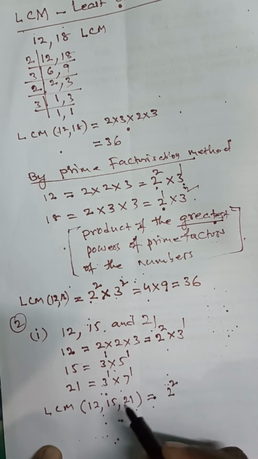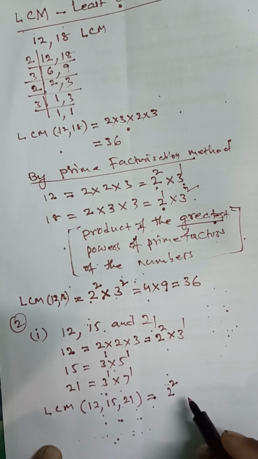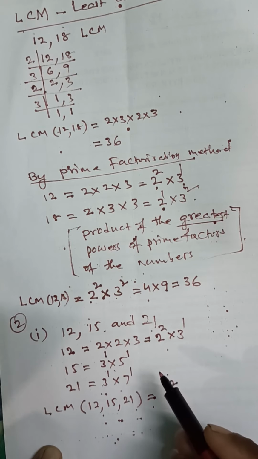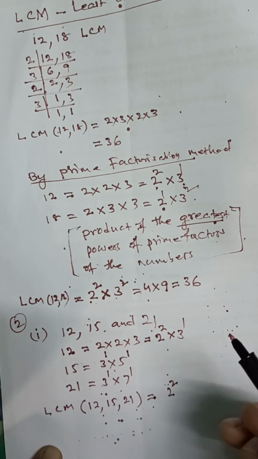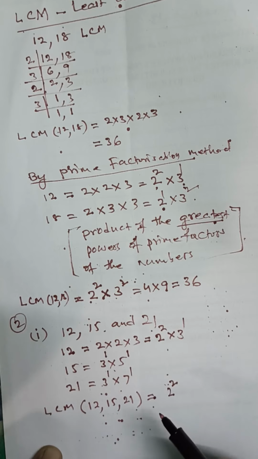We have to take each prime factor in the given three numbers. No prime factor should be left out. In HCF, as we studied last time, we take only the common factors from the given numbers. But in LCM, we have to take each prime, and that prime must have the greatest power.